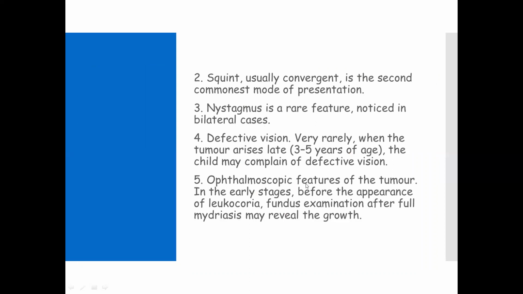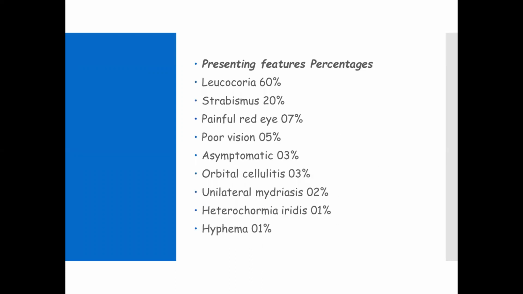Five, ophthalmoscopic features of the tumor. In the early stages, before the appearance of leukocoria, fundus examination after full mydriasis may reveal the growth. So basically, a child comes to you, they do not have leukocoria, basically no obvious clinical findings. If you do an ophthalmoscopic or fundus examination, you may be able to notice the malignancy, the tumor.